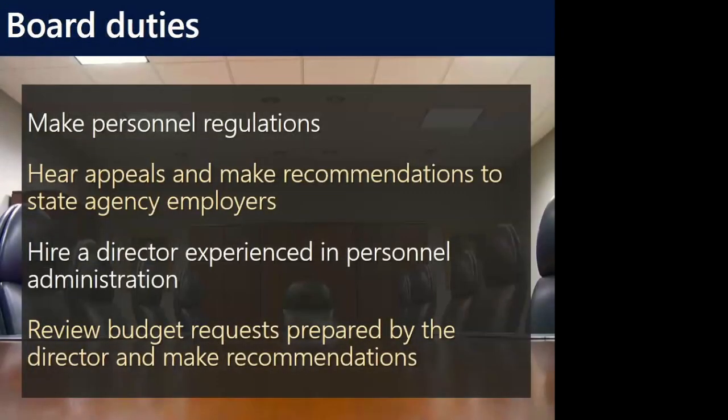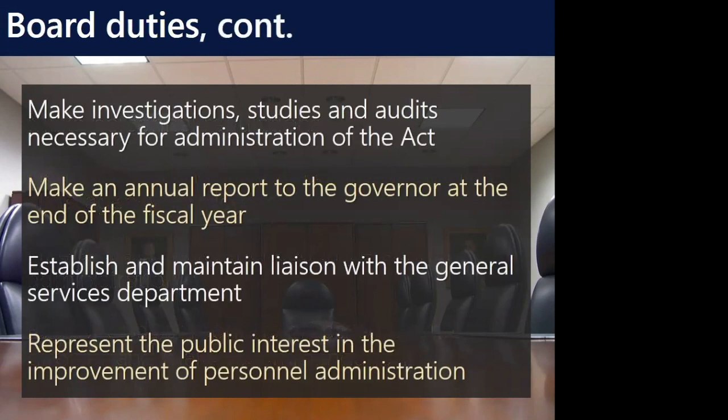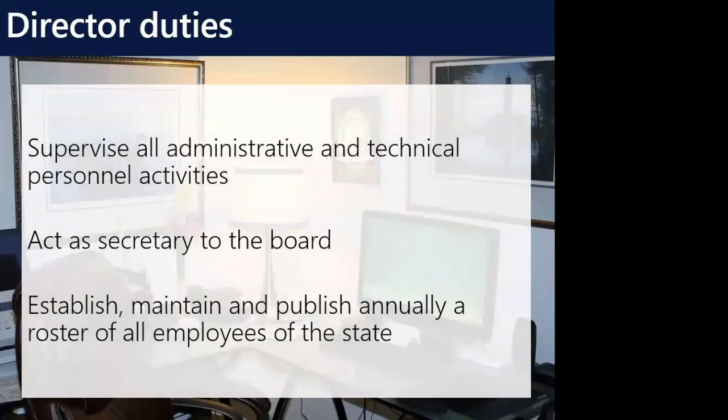All right, so here are the duties under the Act for the State Personnel Board. They make personnel regulations, hear appeals, review budget requests prepared by the Director, make investigation studies and audits necessary for administration of the Act, make an annual report to the Governor, establish liaison with GSD, and represent the public interest in the improvement of personnel administration. That's to me a very important role that the board has, and one that could get the board dragged into lawsuits, by the way, but anyway. So public interest.